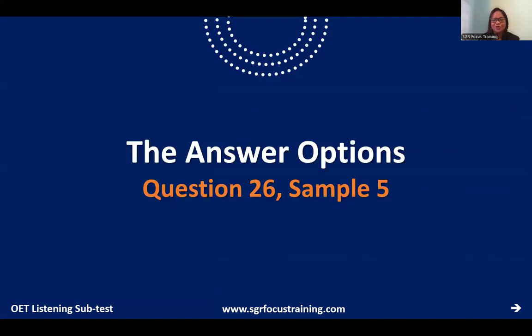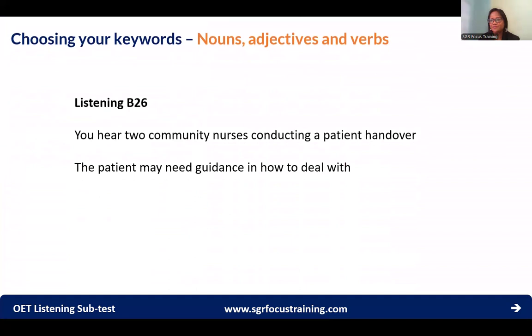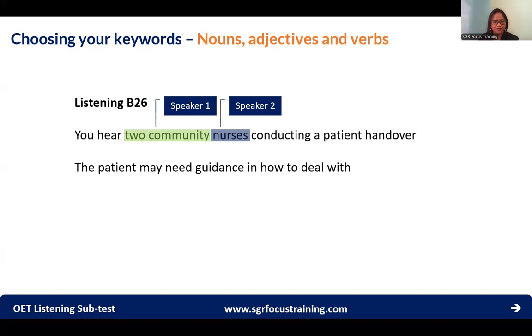Let's move on to another example. So in listening, question number 26, we are going to hear two community nurses conducting a patient handover. Now, what you will notice here is that we have a plural noun, nurses. That tells you that our two speakers are both nurses. They are community nurses, and there are two of them. So we've got speaker one and speaker two. Now let's look at what they are going to talk about. They're going to talk about a handover of a patient.